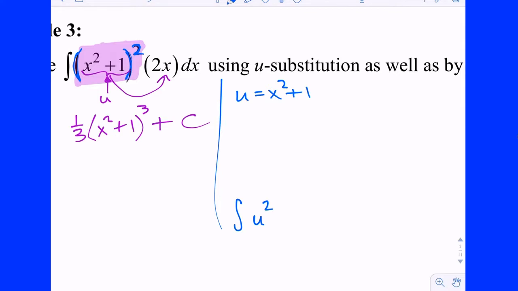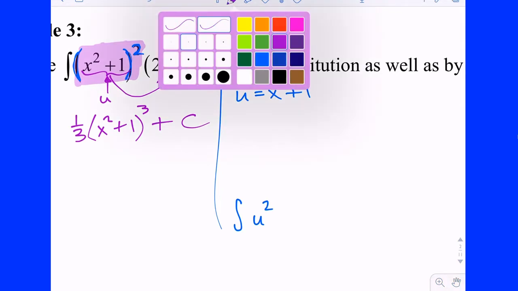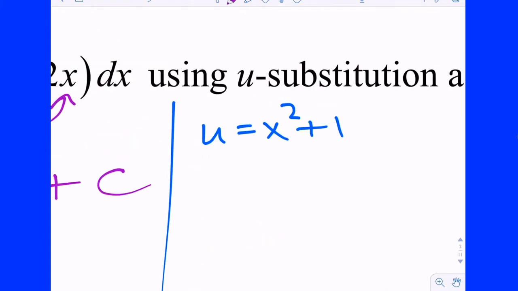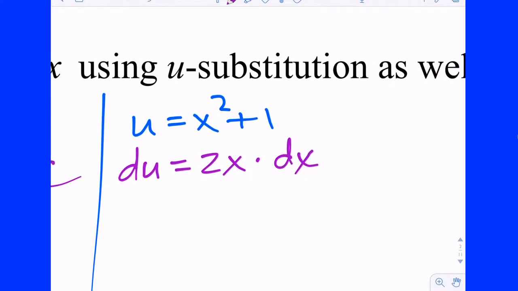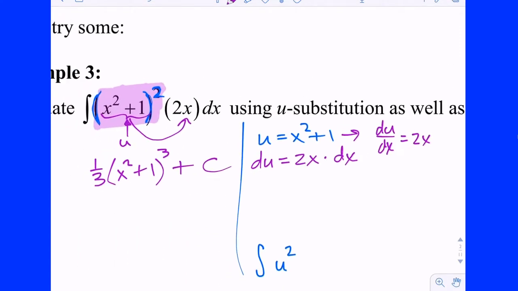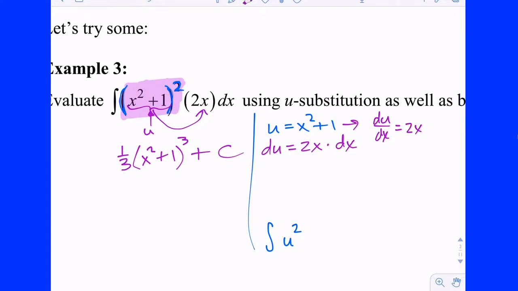But I still have to replace the dx. To replace the dx, I'm going to need the derivative. So the next thing you do is take the derivative of both sides. Now, you could take the derivative of u with respect to x, but I told y'all last time that you could do it in what's called differential form. So you could say du equals 2x dx. And if you don't like that, you could still do it like this: the derivative of u with respect to x is 2x, and then multiply both sides by dx, and you get the same thing. Now, you're trying to replace, I guess I misspoke over here.